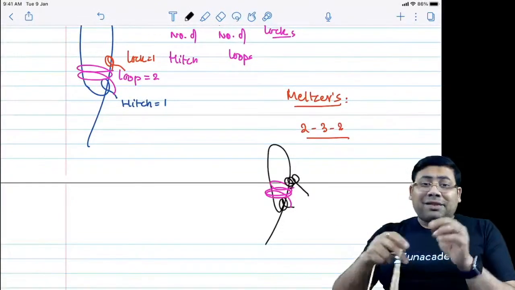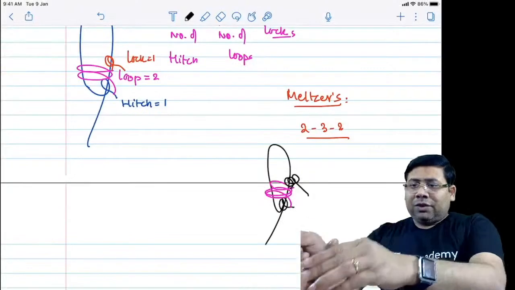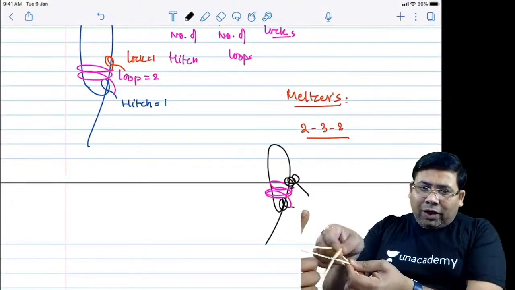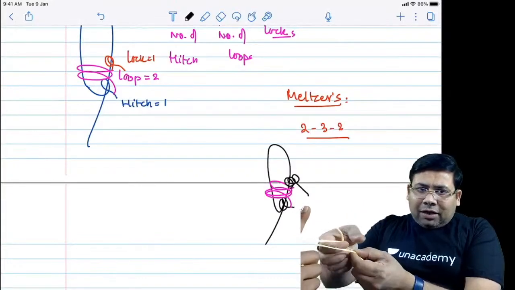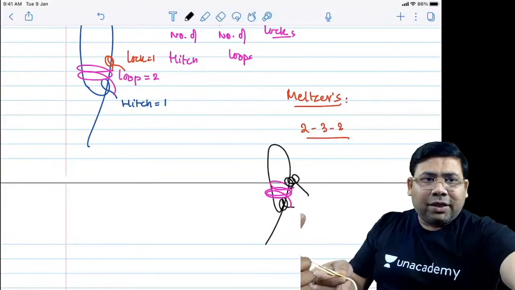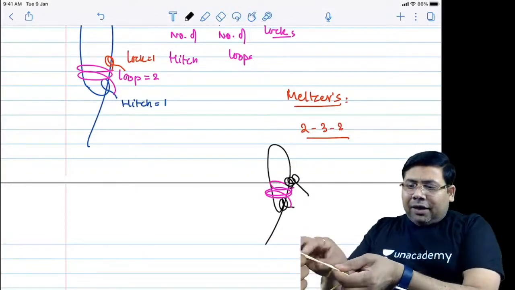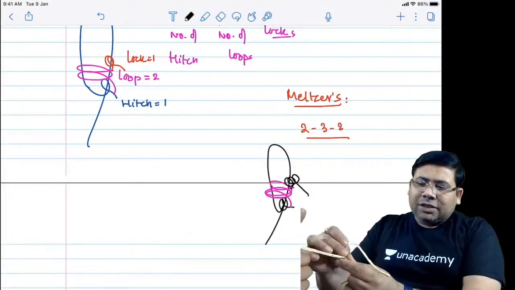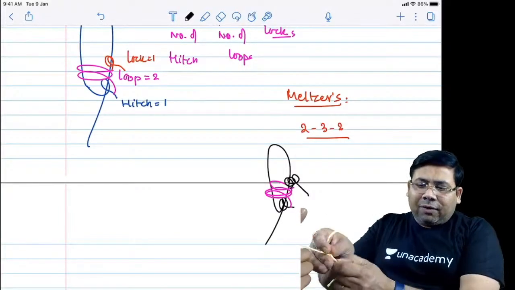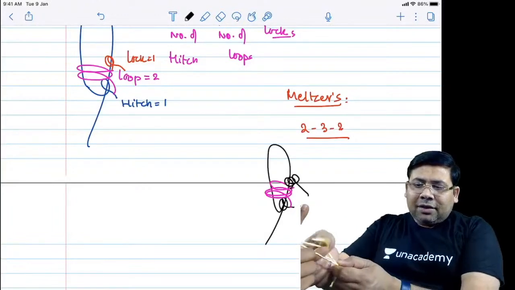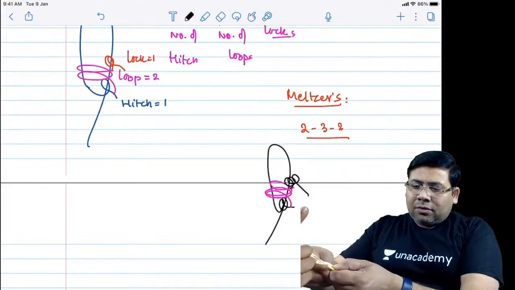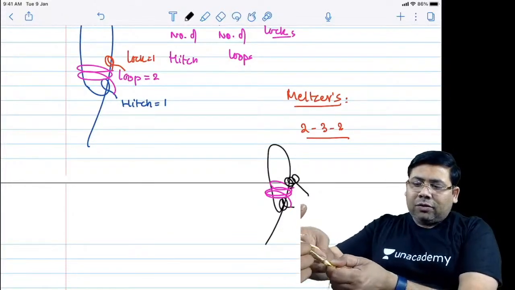Now I'll show you a Melzer's. With this finger, same way, this time I will take 1 hitch, and 1 more hitch. These are 2 hitches. Next I will take 1 wind, another wind, and 1 more wind. These are 3 winds. I'll take 1 lock, and 1 more lock.